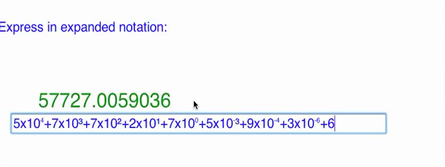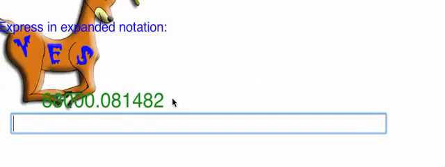Plus 6 times 10 to the negative 1, 2, 3, 4, 5, 6, 7. Negative 7. And that's it. Okay? So that's the shortcut, that's the trick, and it works for everything. All right, and that's it for level 5.